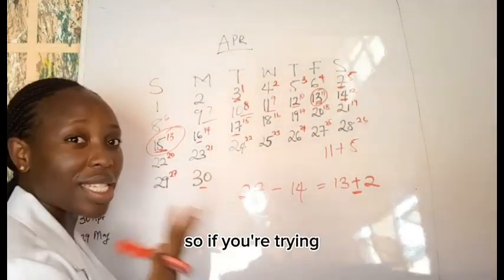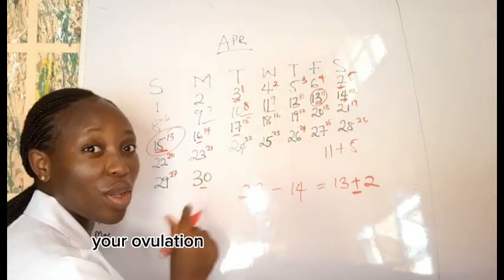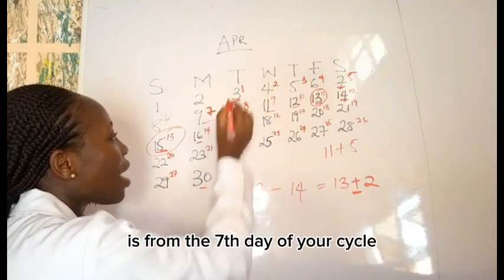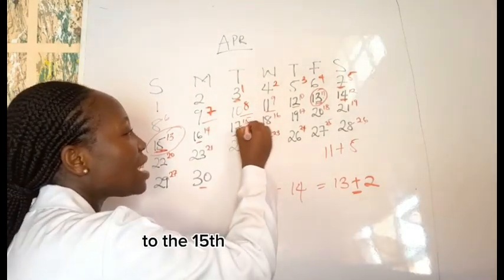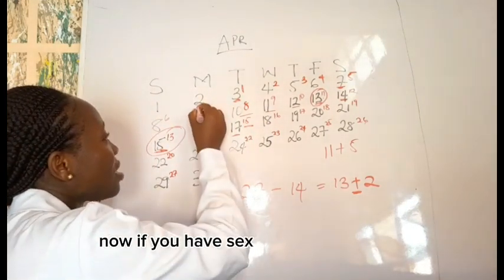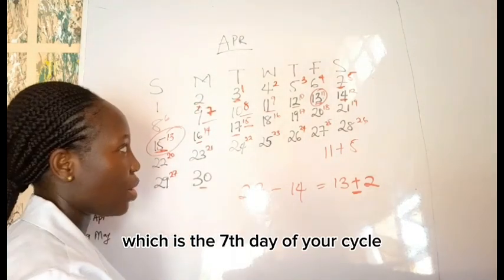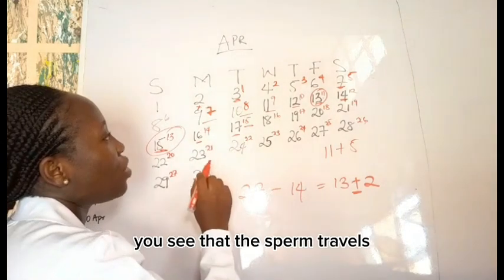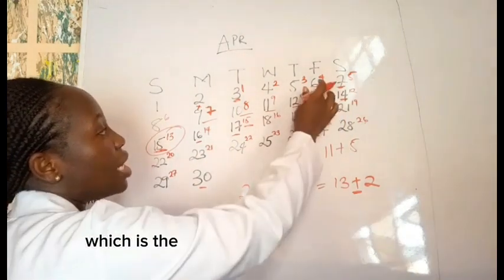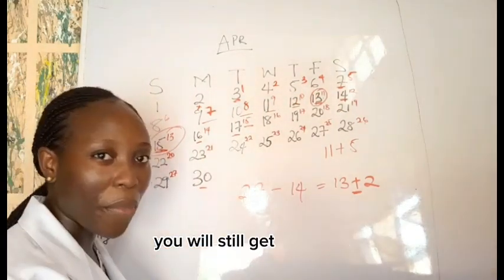So if you're trying to get pregnant, your fertile period is from the 7th day of your cycle to the 15th day of your cycle. Now, if you had sex, let's say on the 9th, which is the 7th day of your cycle, the sperm travels, and then let's say you ovulate on day 13th, which is the 11th day of your cycle. 1, 2, 3, 4, 5, you will still get pregnant.